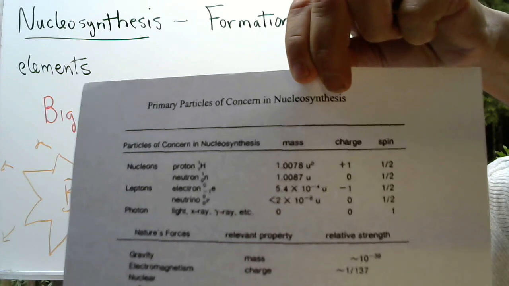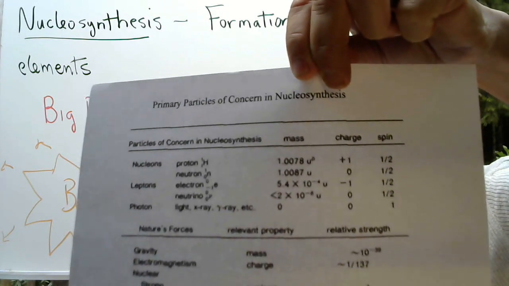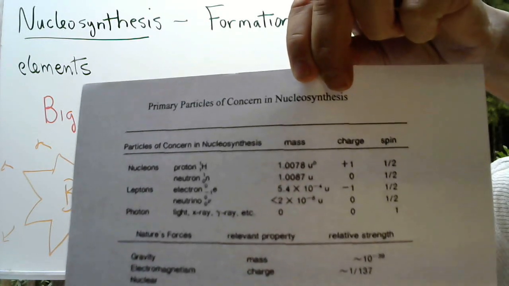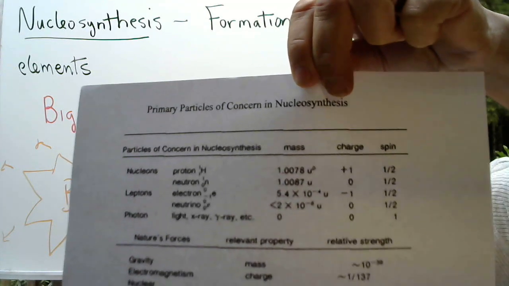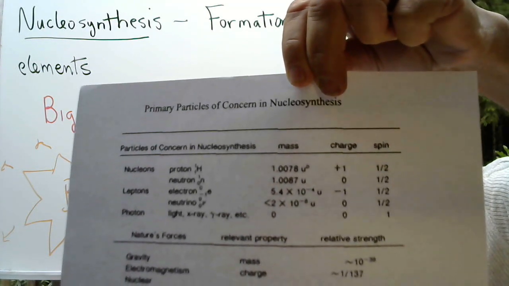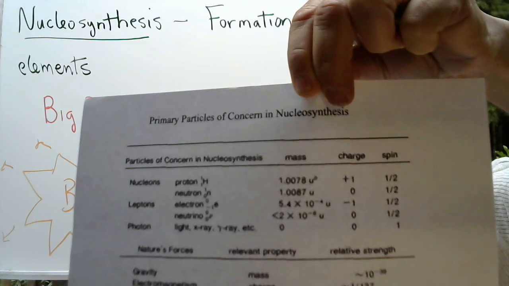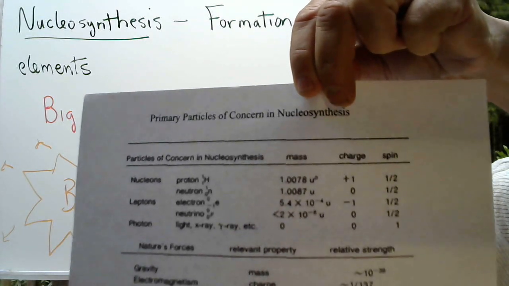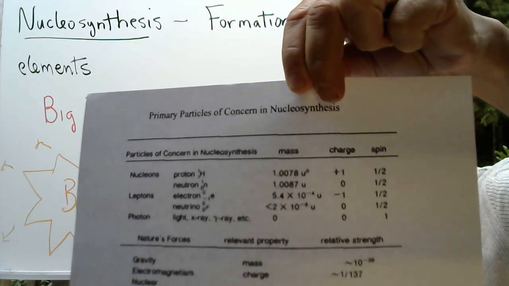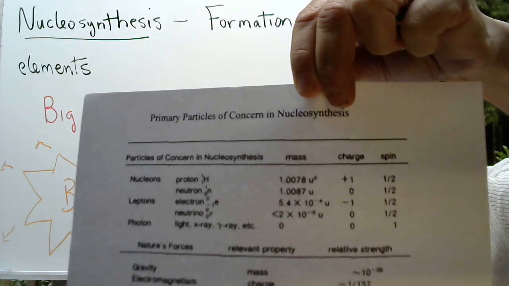So this table also has the charge and the mass of all of these particles. The particles that have significant mass are the nucleons. The electrons and others have very little mass, relatively speaking.